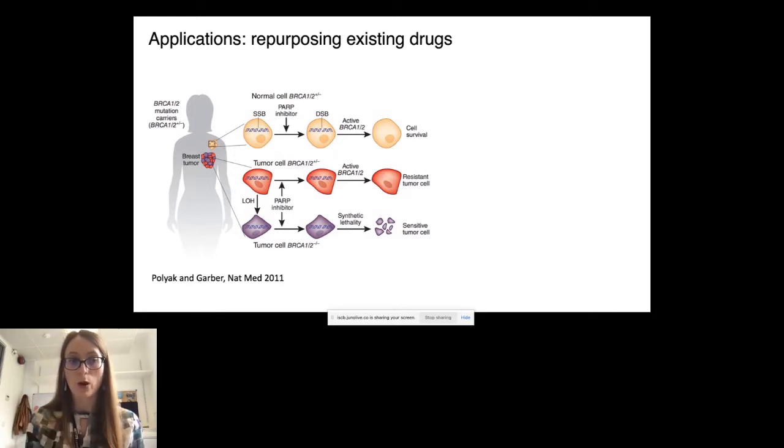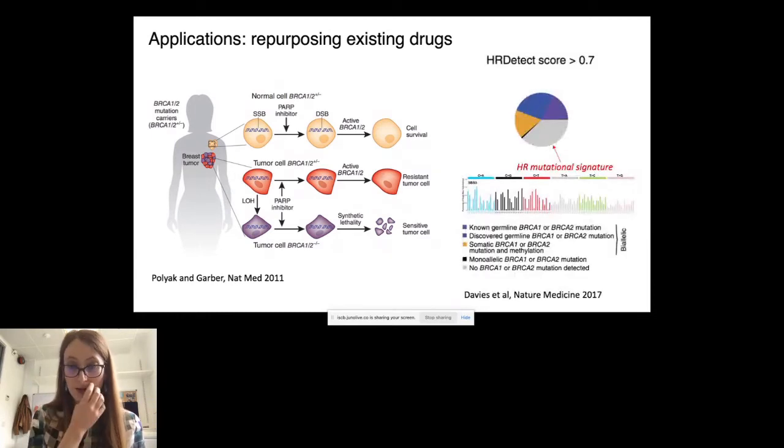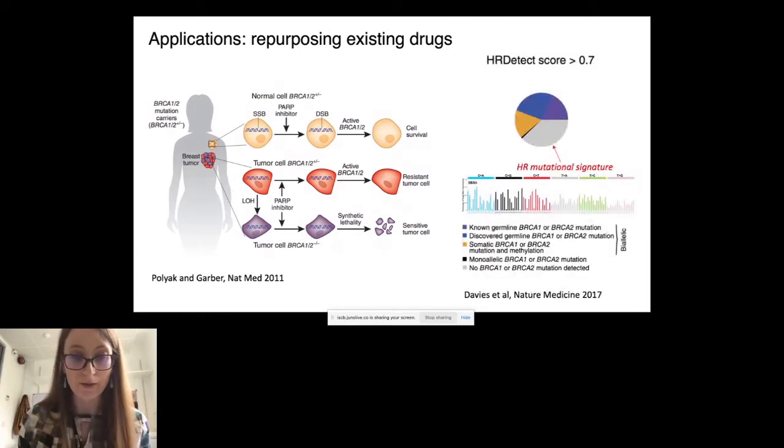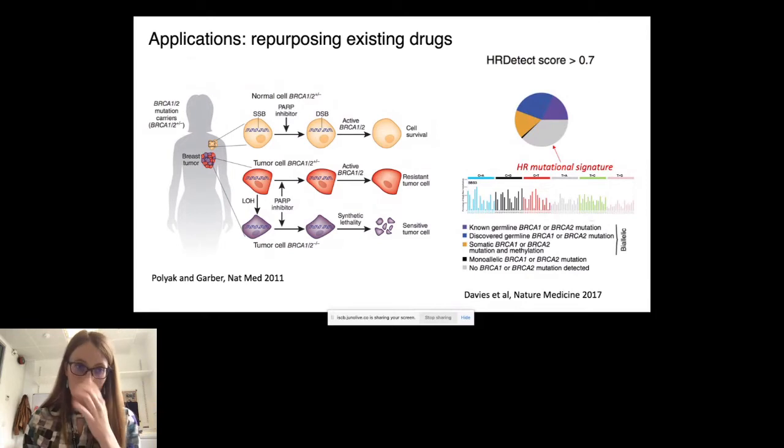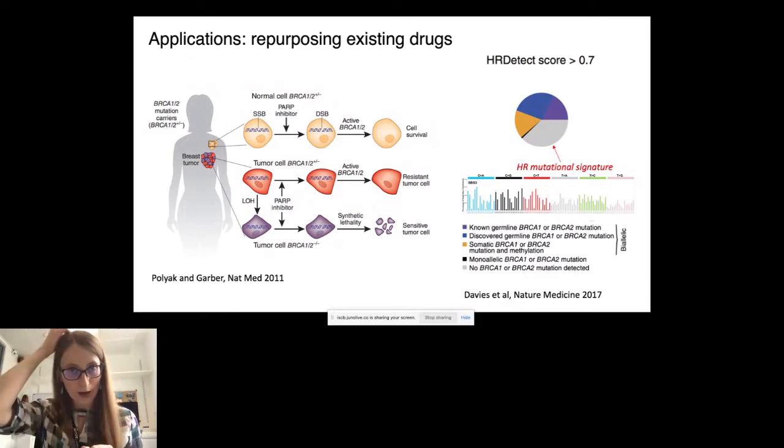Now, what another group, Serena Nik-Zainal's group, did a few years ago was to study a large cohort of breast cancer patients.